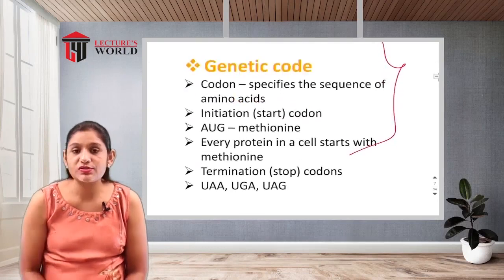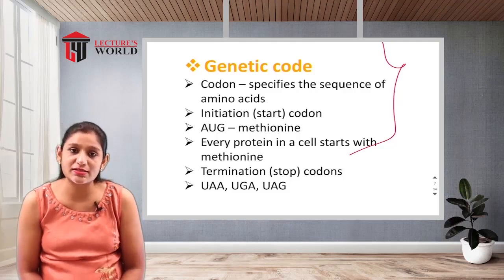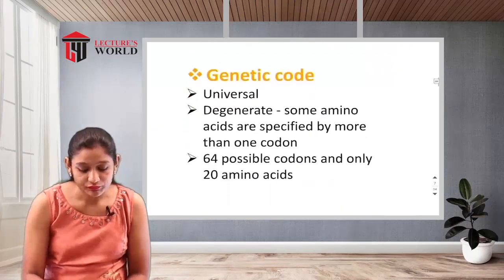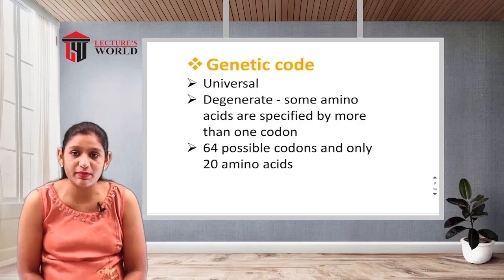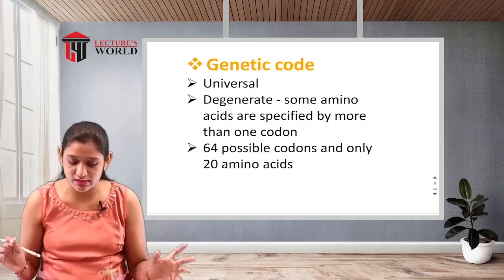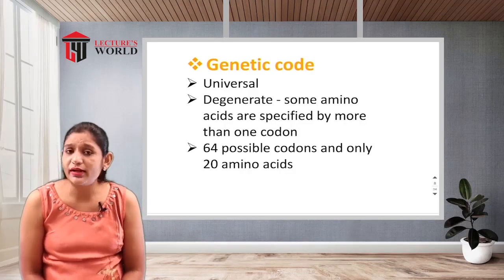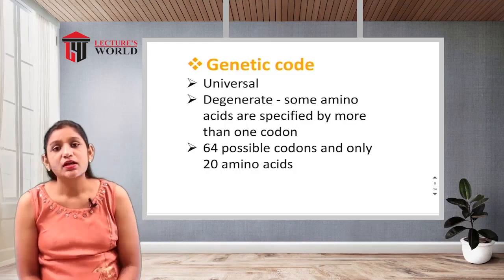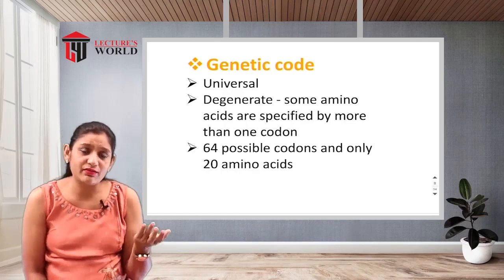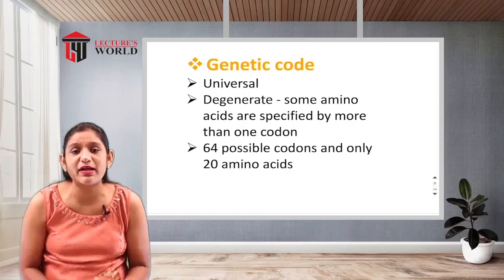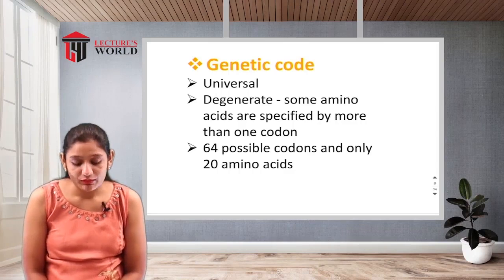See, these are the uses of the genetic code, and why we need the genetic code in the translation process. Next one: the genetic code is universally the same, and we are only talking about human beings here. It is degenerate, meaning some amino acids are specified by more than one codon.